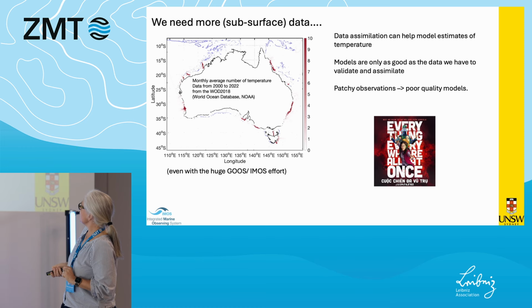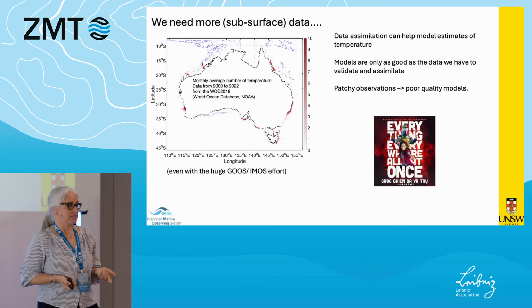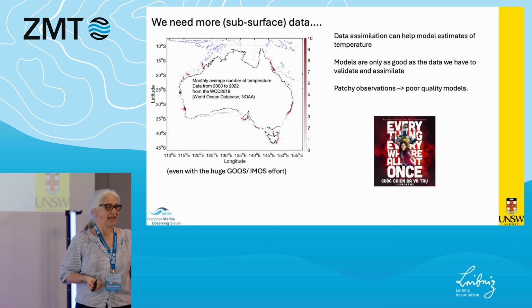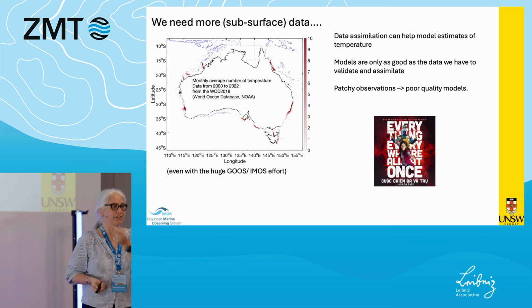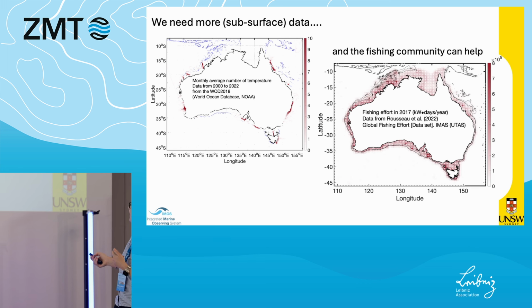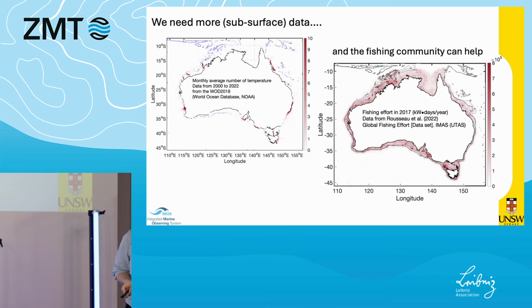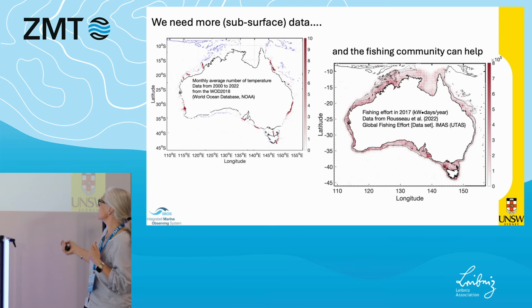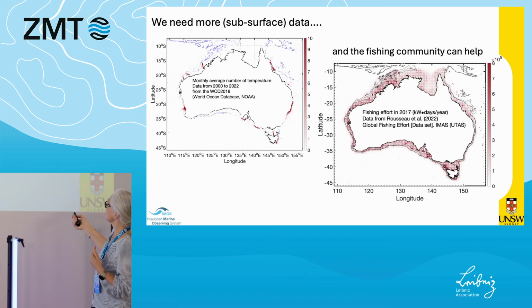Models are only as good as the data we have. Patchy observations is poor quality models. So I looked at this map, and it's pretty sad, and I thought, what can I do? What can I do to help change this map? Well, I can't do a lot, but the fishing community can. Look where they fish. That's the fishing effort around Australia in our economic exclusive zone, in coastal regions.